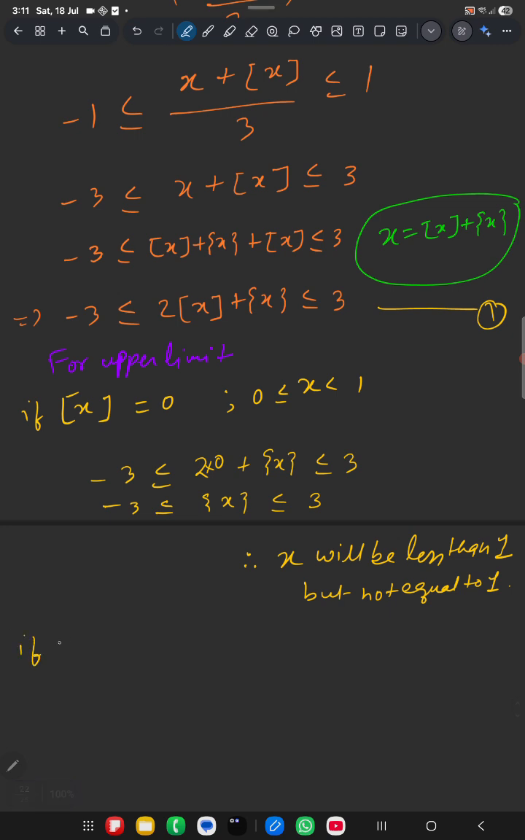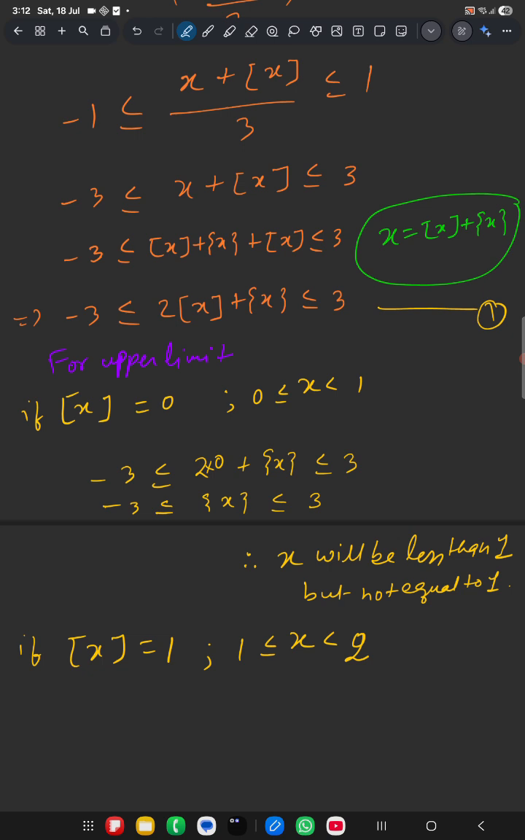Come to the next point. If the greatest integer value is 1, in this case x will be greater than or equal to 1 and less than 2. Only then the greatest integer value of x will be 1. Suppose you have 1.5, so the greatest integer of 1.5 is 1. You know the greatest integer definition, it gives the immediate lower integer.